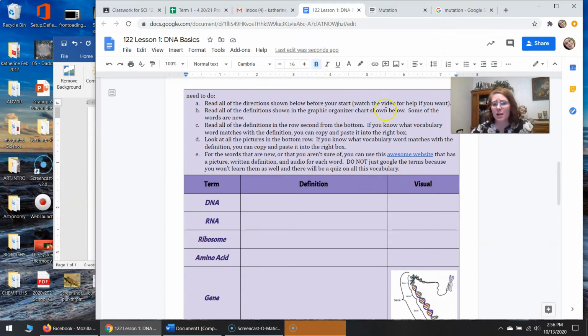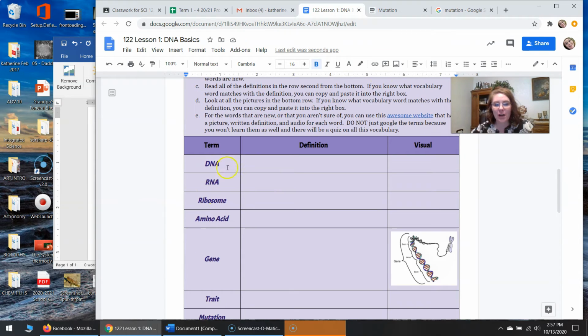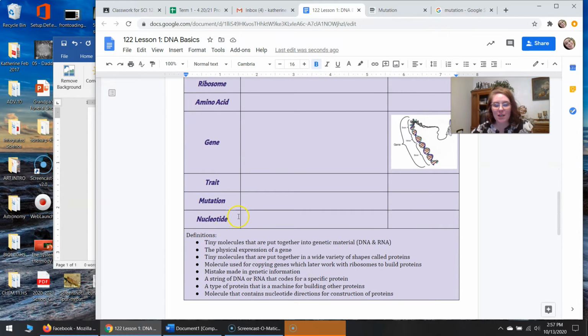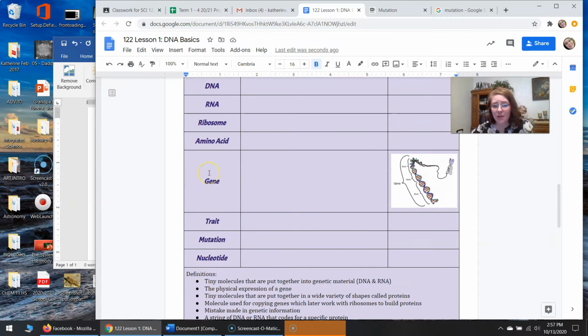Read all of these directions before you start, and you can watch this video if you want. Read all the definitions as shown in the graphic organizer chart shown below. Some of the words are new. So we've got DNA, RNA, ribosome, amino acid, gene, trait, mutation, nucleotide. I don't think we talked about traits, mutations, or nucleotides specifically earlier in these videos, so those are the new ones.